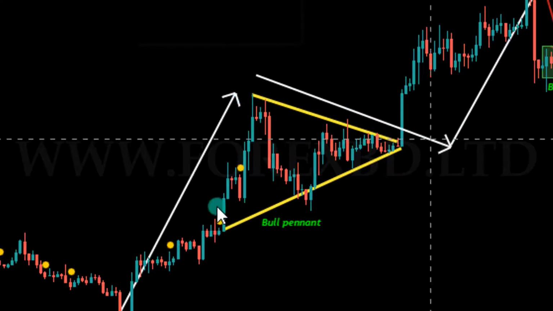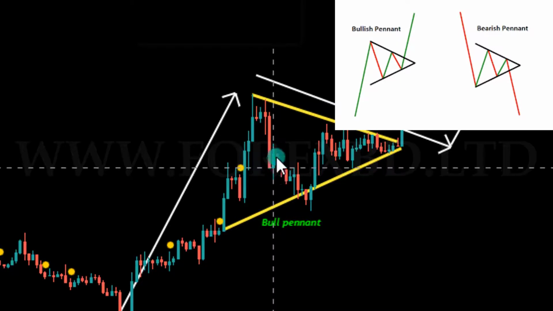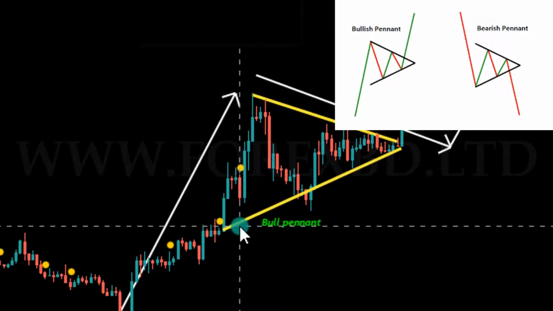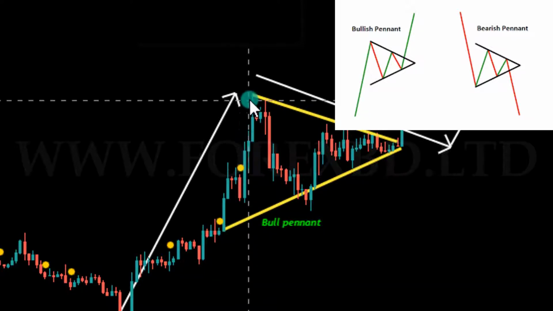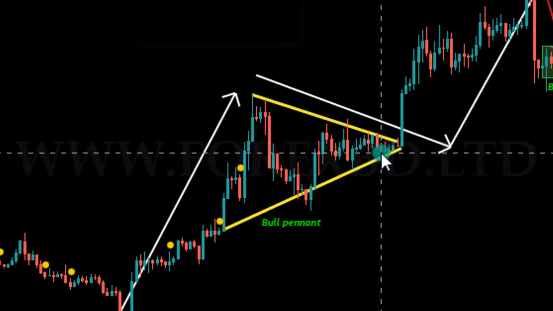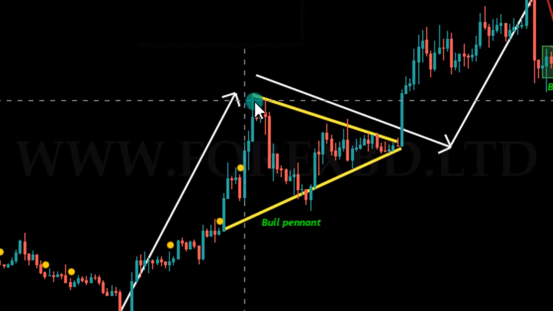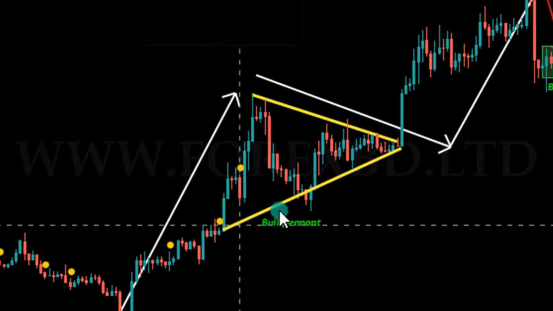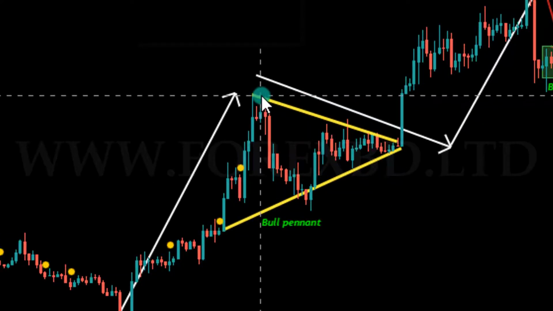This pattern can be followed in two ways. The first is the bullish pennant pattern and the second one is the bearish pennant pattern. So let's talk about the bullish pennant pattern first. By the way, when you see that a pattern has been created with two opposite trend lines, then that is a pennant. I am saying again, when a pattern is created with two opposite trend lines, it's a pennant.